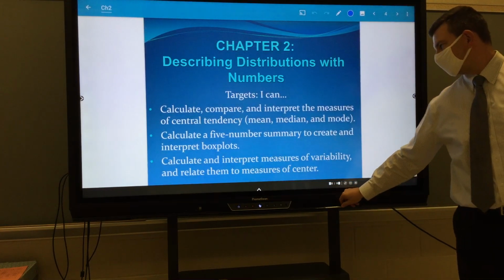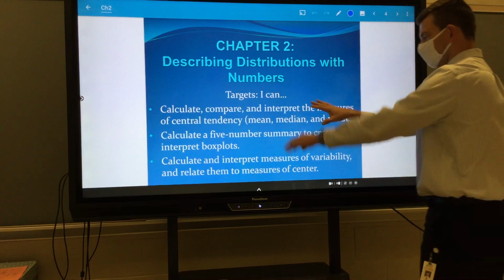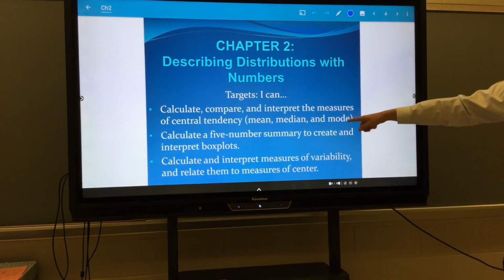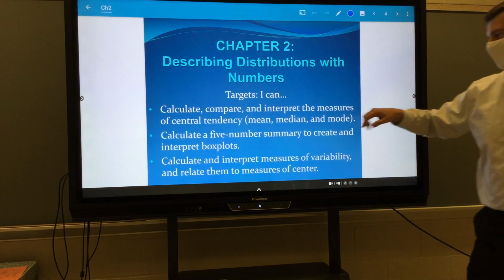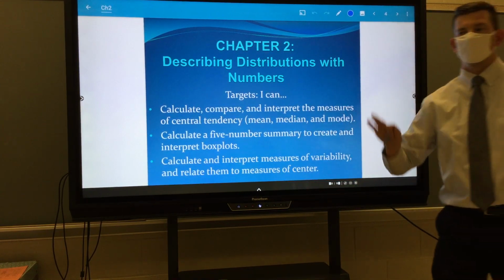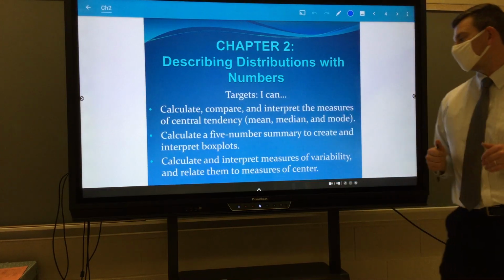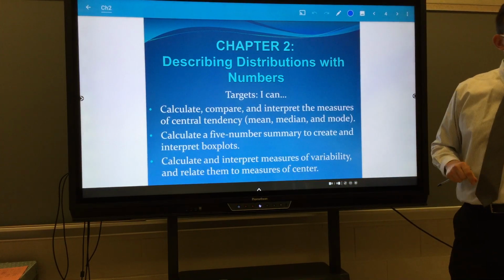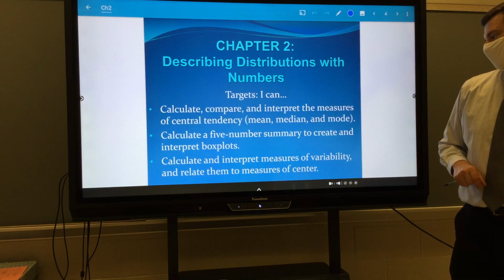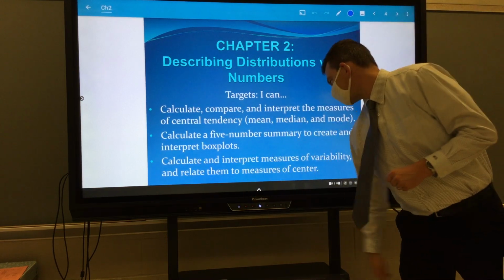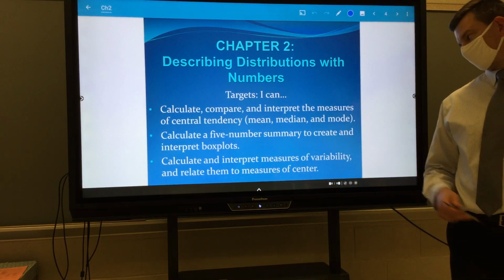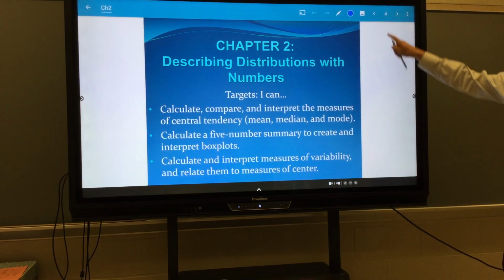So we're going to be looking at these measures of central tendency, mean and median. We'll briefly talk about the mode for a minute. 5-number summary as a way of looking at the picture, the spread of the data set. We have one more display called a box plot to take a look at. And lastly, we'll be looking at calculating and interpreting measures of variability and relating them to the measures of center.